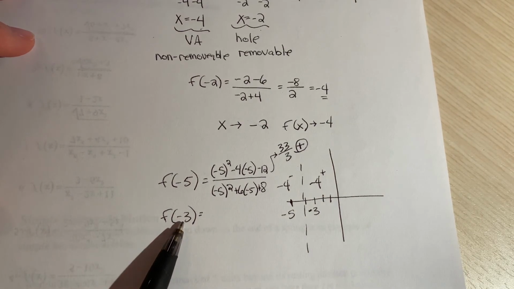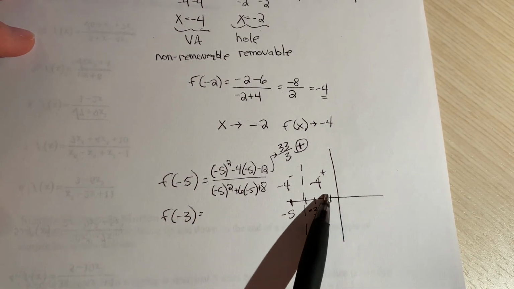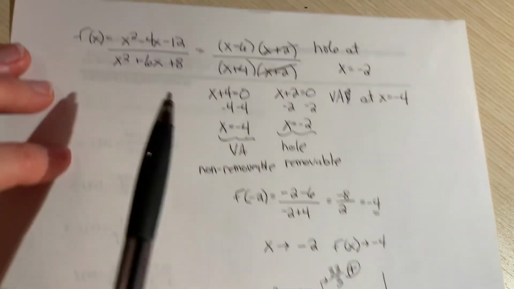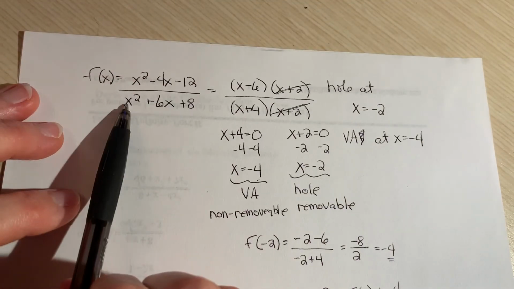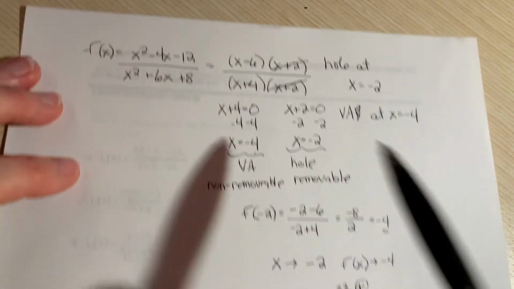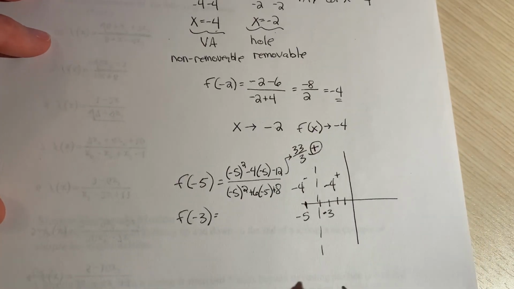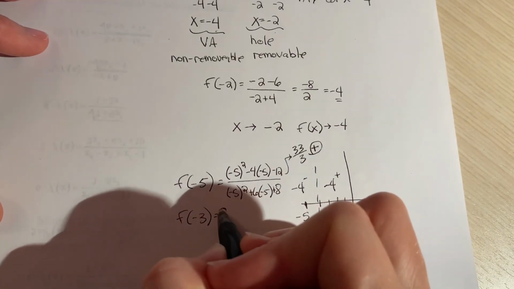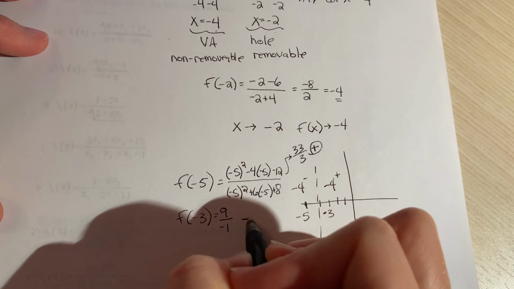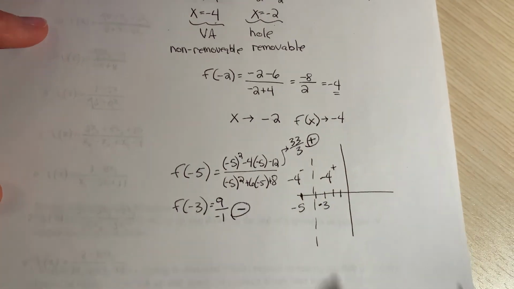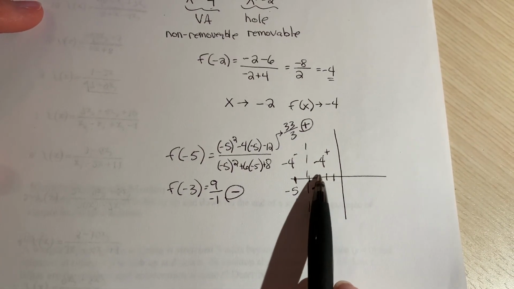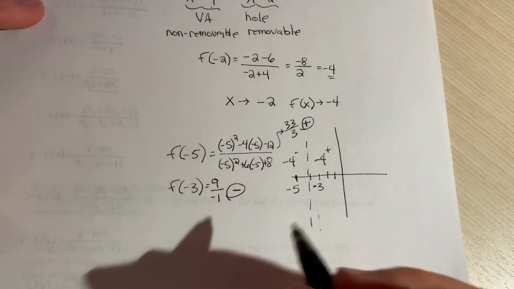Then you want to do the same thing for approaching it from the right. So again, you're going to your original function and substituting -3 in wherever there's an x. When you do that and simplify this one, you get 9 over -1, so you get a negative value. So that means as I approach from the right, I'm shooting down.